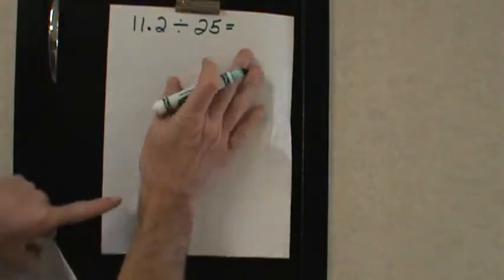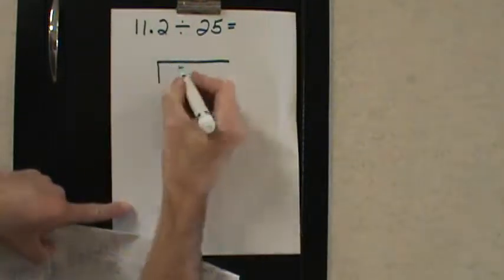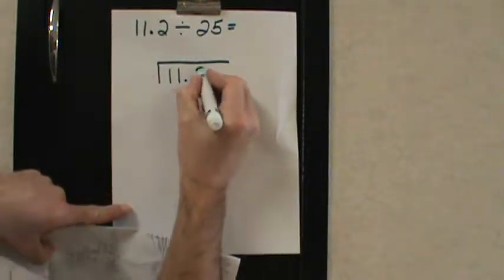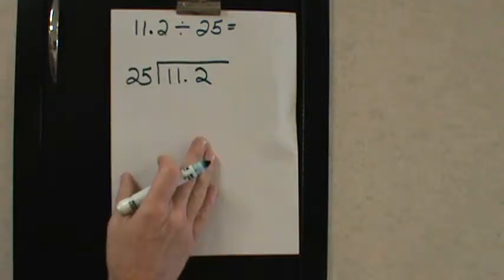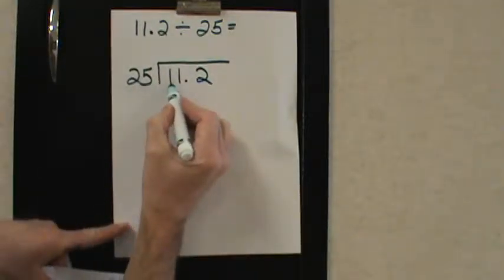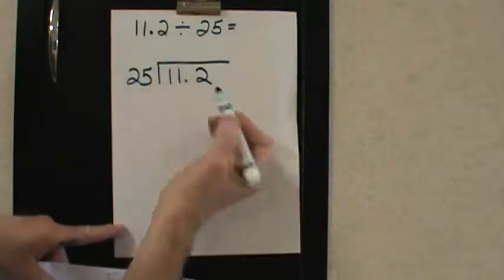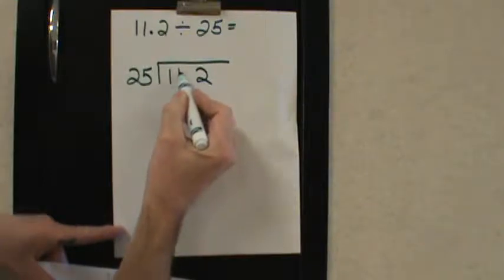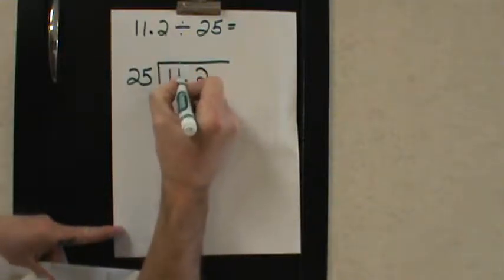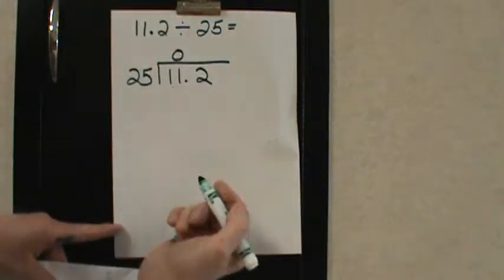Okay, here we go. Let's set the problem up. This problem is 11 and 2/10 divided by 25. Again, 25 can't go into 1, so that's fine. You don't have to put anything up there because that's the tens place. 25 into 11, well, it can't go into 11. That is the ones place, so we're going to put a 0 there to indicate that there's no whole numbers.